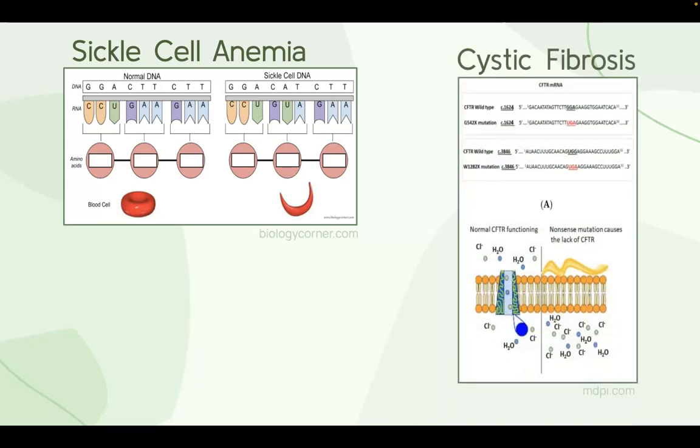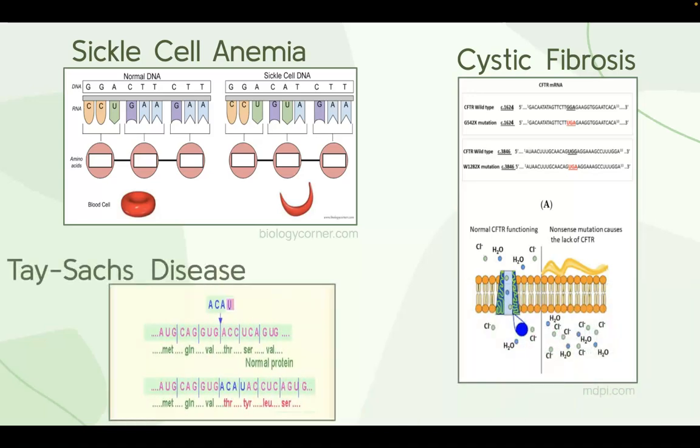We also have cystic fibrosis, which is a nonsense mutation. As seen in red, we have a stop codon, which shortens the protein. So you can see in the picture that there is no protein channel.